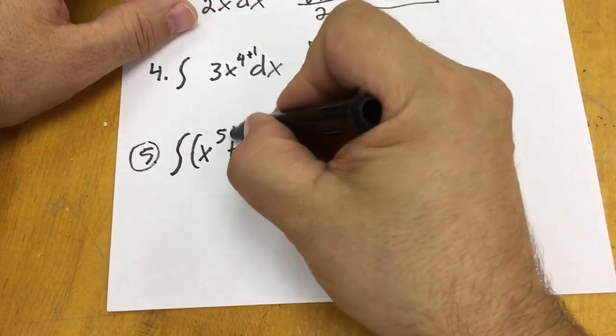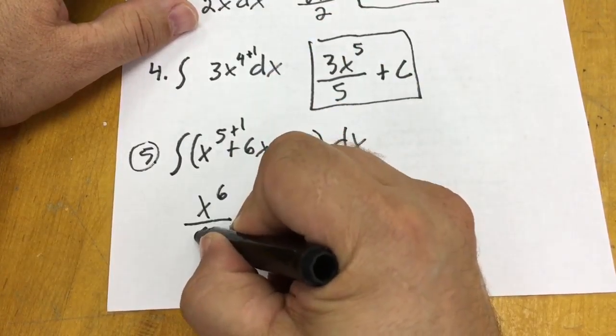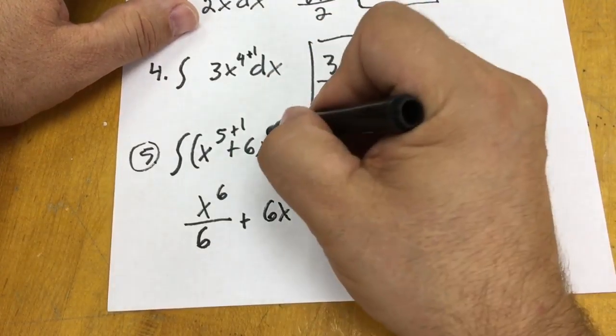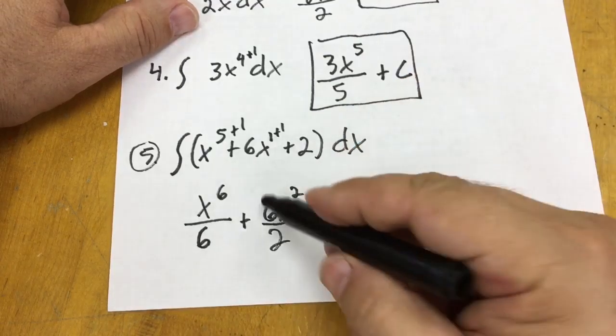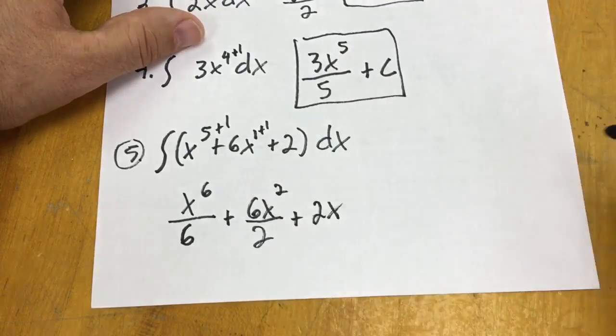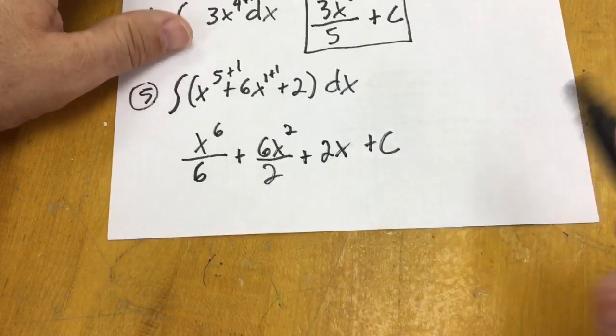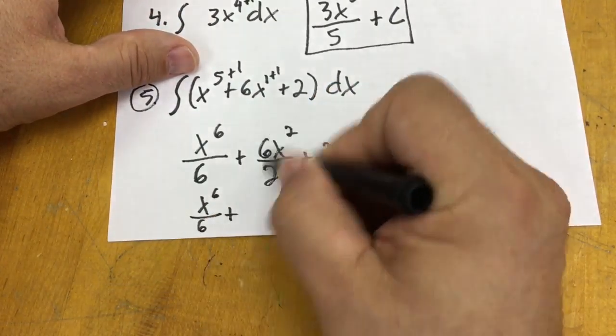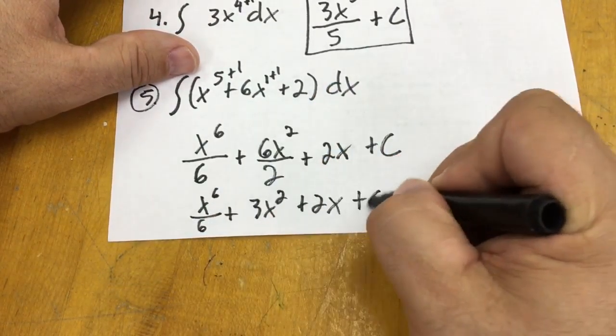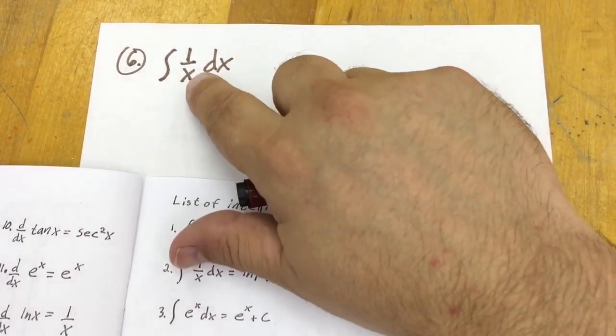Finding the antiderivative, I add 1, so that's going to give me x to the 6th, and then I divide by that exponent, 6, plus 6x, I add 1 to the hidden 1 there, so that's 6x squared over 2, I'll be able to simplify that, plus 2x, and plus c. And now I'm just going to simplify that middle term to give me x to the 6th over 6, plus 3x squared, plus 2x, plus c, and there's that integral or antiderivative.